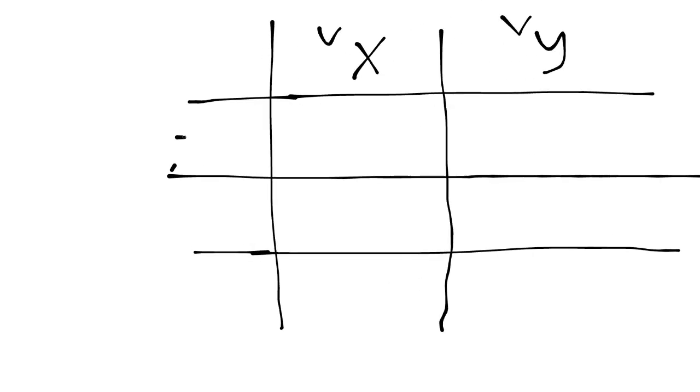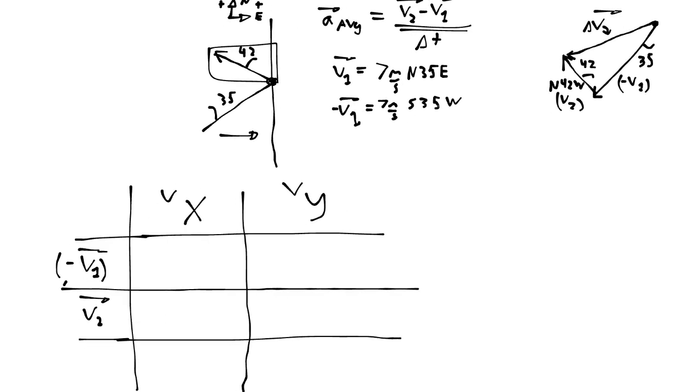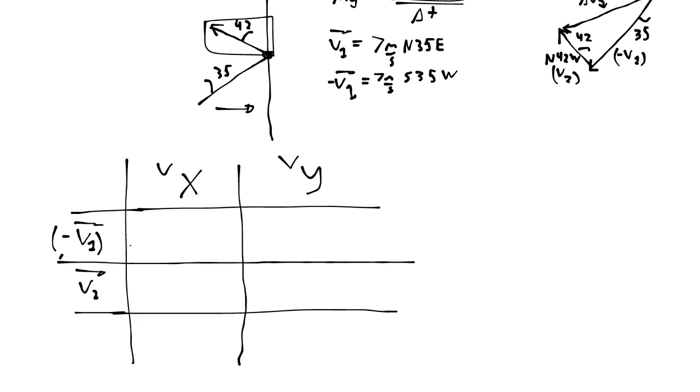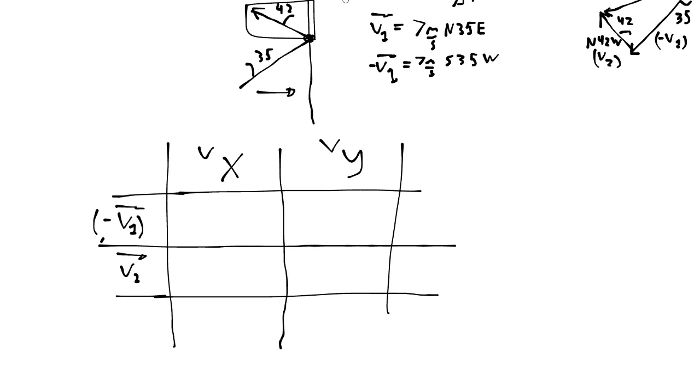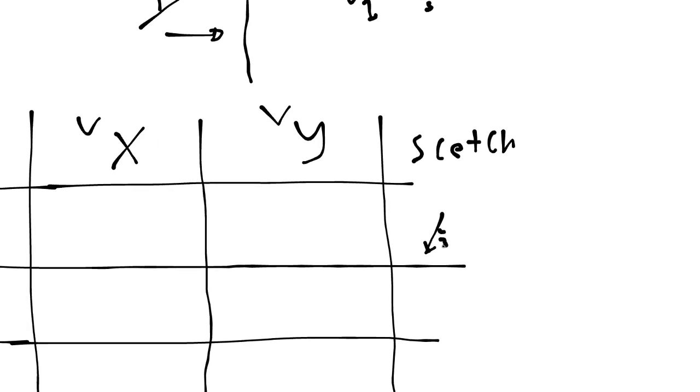And now this is going to be negative v1. This is negative v1. This is v2. So negative v1 is south 35 degrees west. So I'll just draw another sketch really quick. Even though I already kind of drew it, but whatever. So this will look something like this. Yeah, and then 35 degrees.